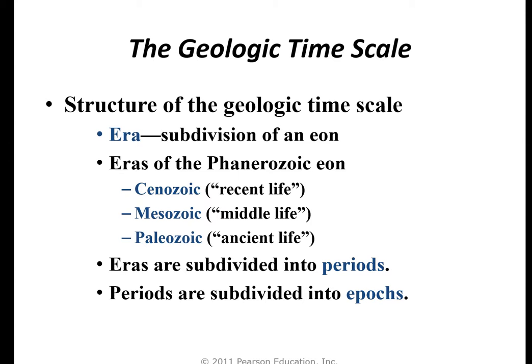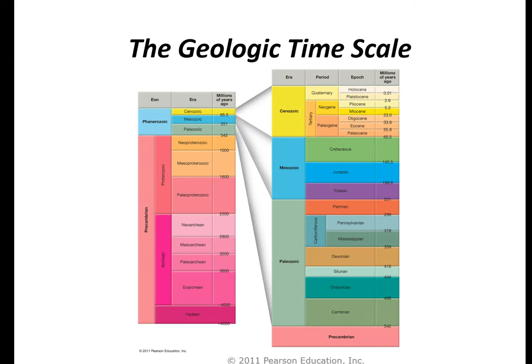We can look at a subdivision of an eon and call those eras. And so the eras in the most recent eon are Cenozoic, where we are now, Mesozoic, middle life, and Paleozoic, ancient life. The eras are subdivided into periods, and the periods are subdivided into epochs. So it's all very complicated there.